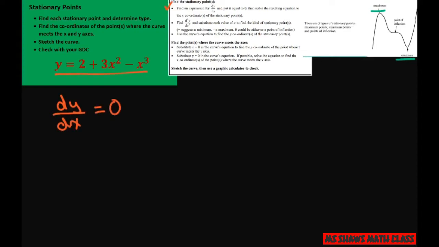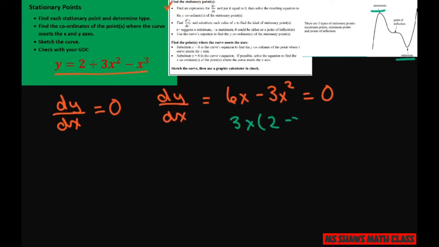So let's take the derivative of that. And we're going to get 6x minus 3x squared. All right, and set this to 0. Solve for x. So when we do that, let's factor out 3x. You're going to get 2 minus x equals 0. So basically we have x equals 0 and x equals 2.